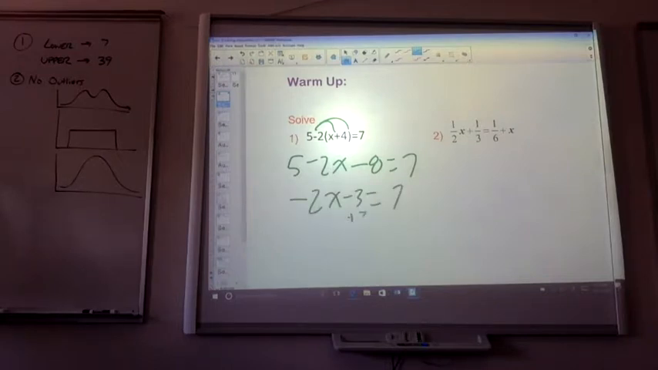7, add 3. Negative 2x is equal to 10. Divide each side by negative 2. So x is equal to negative 5.